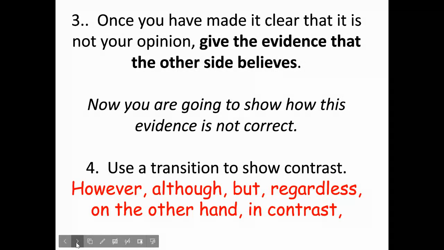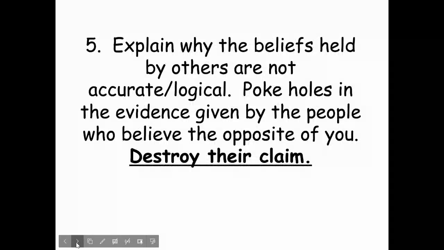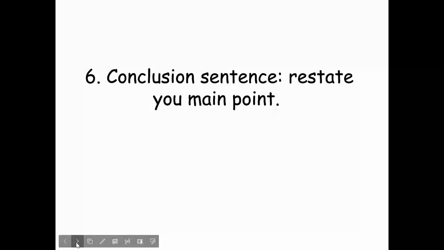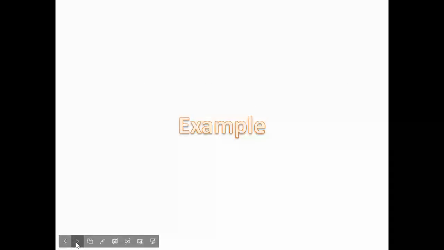Step three, once you have made it clear that it is not your opinion, you're going to give the evidence that the other side believes. So what is something that those other people would agree with that's on the other side of your argument? Now you are going to show how this evidence is not correct, okay? So then we move into step four, use a transition to show contrast: however, although, but, regardless, on the other hand, in contrast. And you explain why the beliefs held by the others are not accurate or logical. Poke holes in the evidence that was given, and then destroy their claim. And the last part is the conclusion sentence to restate your main point.